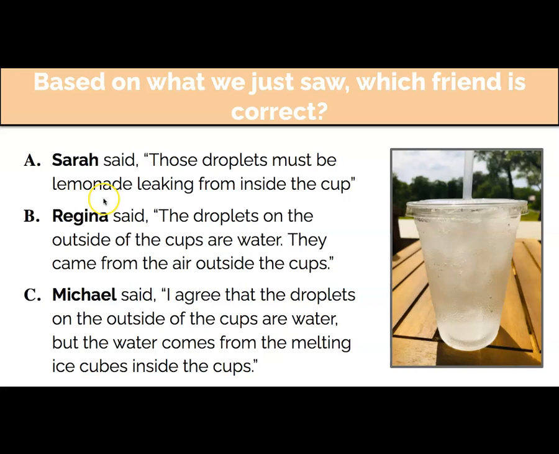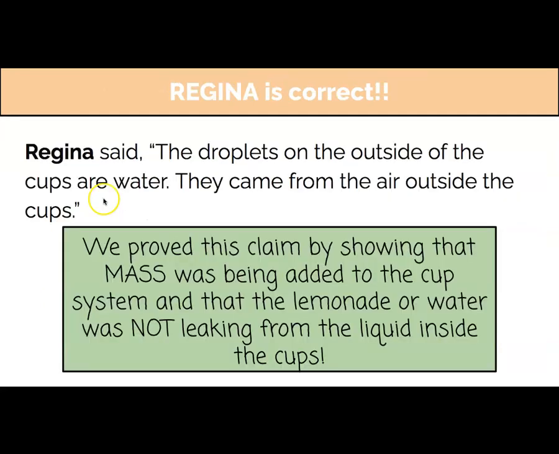So it wasn't just the water from the ice cubes moving, it was something being added to our system. So Regina said the droplets on the outside of the cup are water and they came from the air outside. Well, her claim must be the accurate claim because we proved that mass was being added to the cup. So somehow those water droplets on the outside of the cup were being added to the cup from somewhere. And the only thing around the cup was the air around the cup. So it had to be coming from the air, and it definitely wasn't liquid leaking from inside the cup. So Regina's claim is correct.